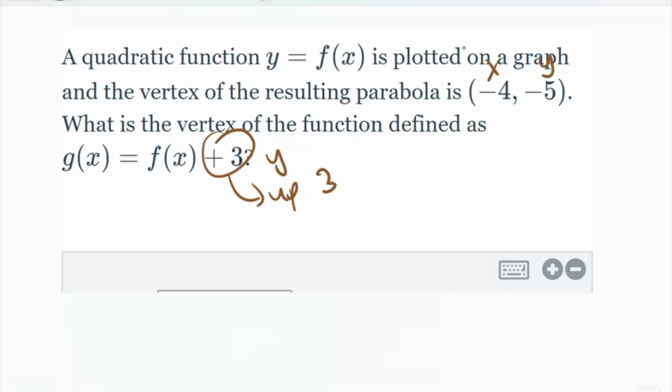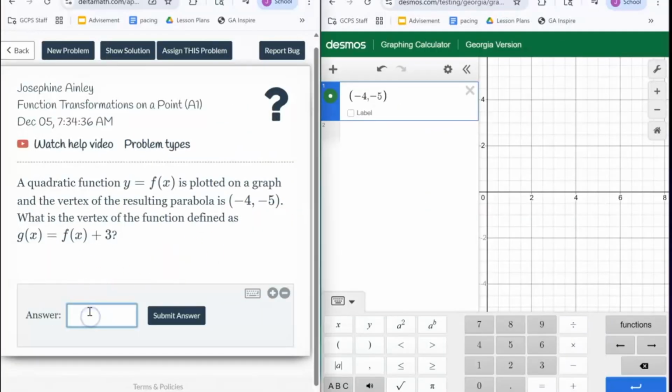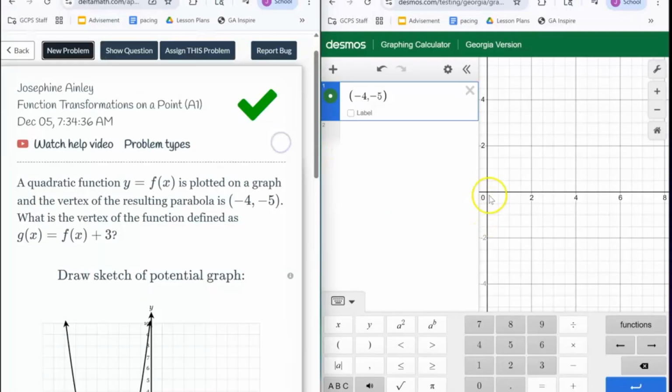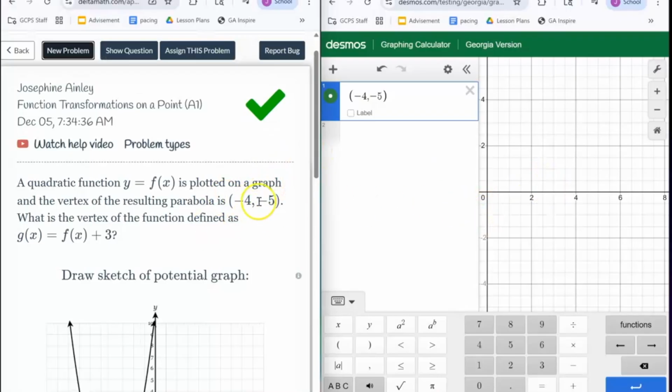The only thing I'm changing is nothing happens to x. But here I'm going to go up 3, which is +3. -4 + 0 is -4. -5 + 3, and you can put that in the calculator, is going to be -2. And that's my new point. You can use Desmos as a visual, -4, -2, but if you don't want to, you don't even have to type it in. You can do it right here.